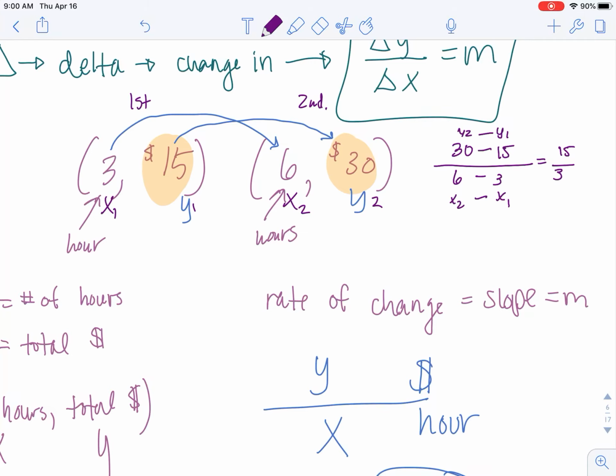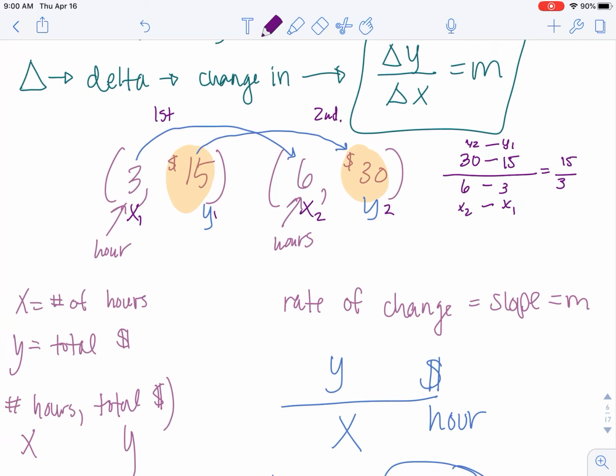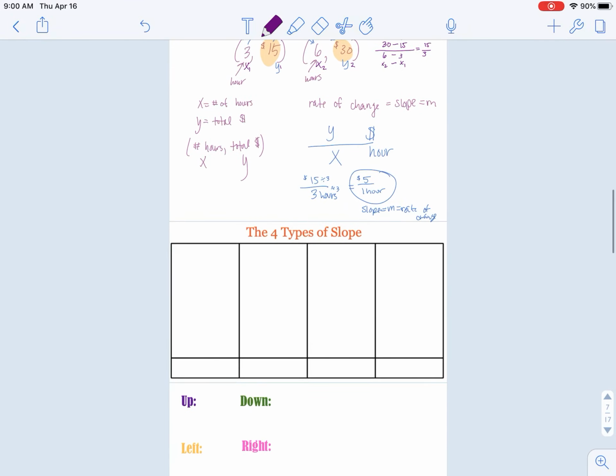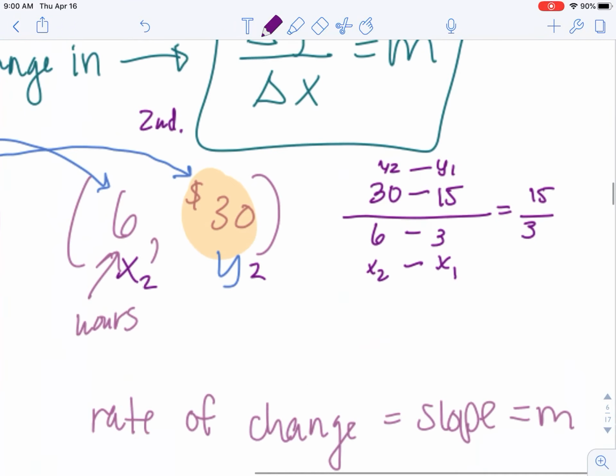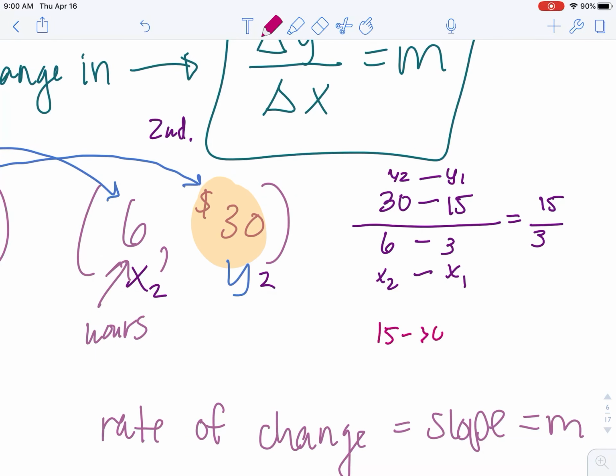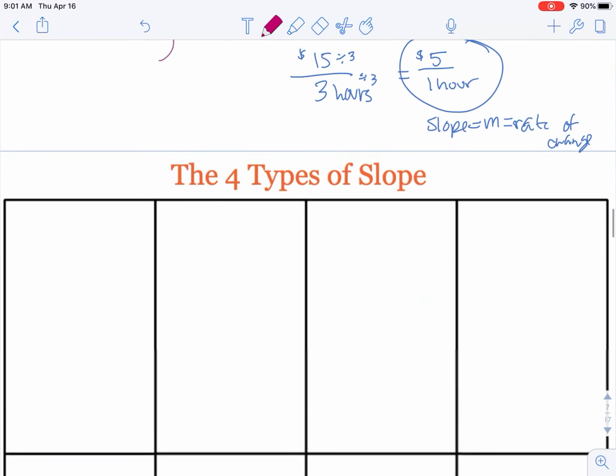So again, I'm just trying to drill it into your head that you guys have done this. You know how to do it, and you've done it. All right? Even if you would have done it the opposite way and said 15 minus 30 over 3 minus 6, you would have gotten negative 15 and negative 3. And a negative divided by a negative is a positive. You would always keep it as that positive, which still is going to give you 5 over 1.